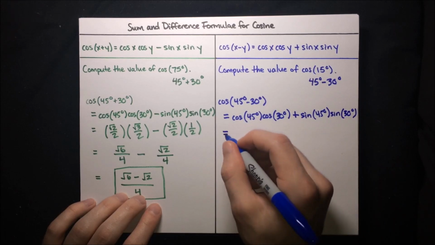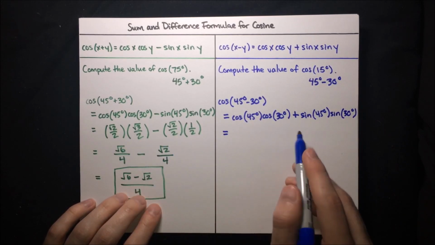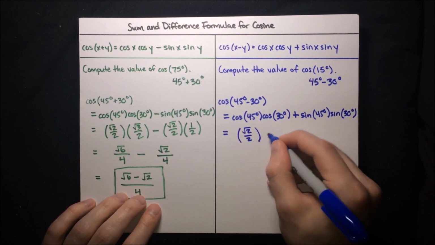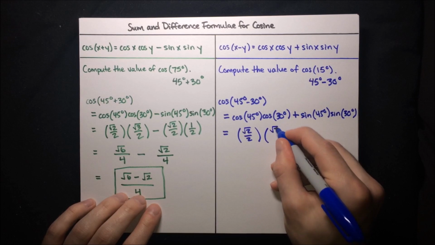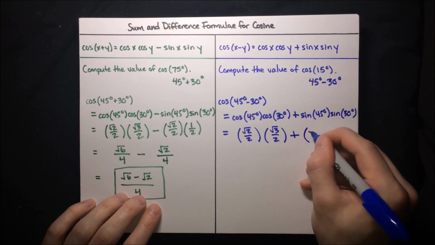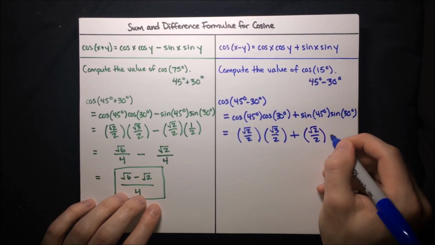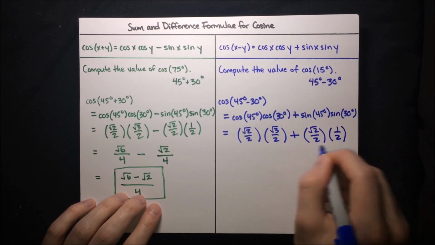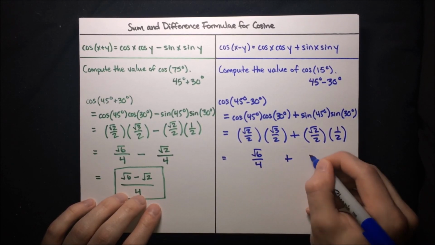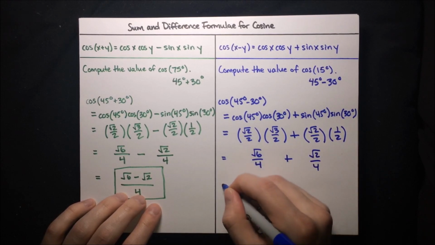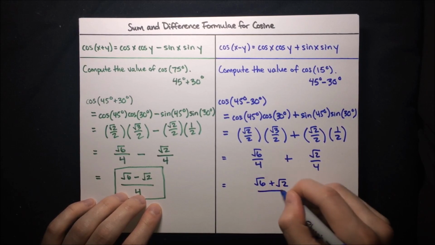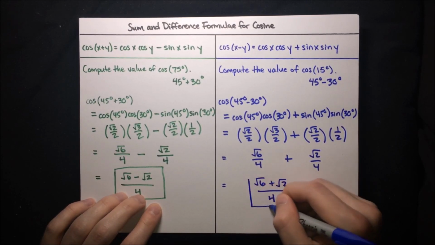And just computing, it's really the same thing as before, just with a plus inside of it. Cosine of 45 degrees is just root 2 over 2. Cosine of 30 degrees is just root 3 over 2. And then plus this time sine of 45 degrees, just root 2 over 2, and sine of 30 degrees, just 1/2. That's equal to root 6 over 4 plus root 2 over 4. So the final result is just root 6 plus root 2 over 4. And there we go, we have it.